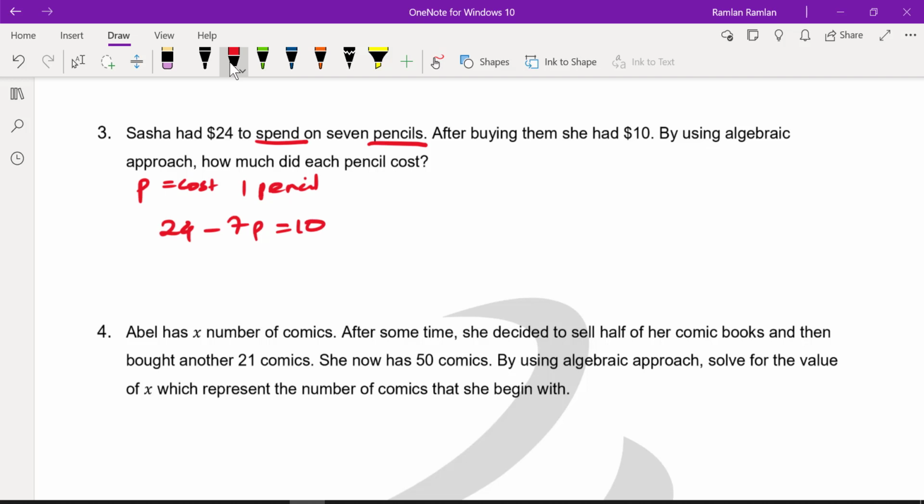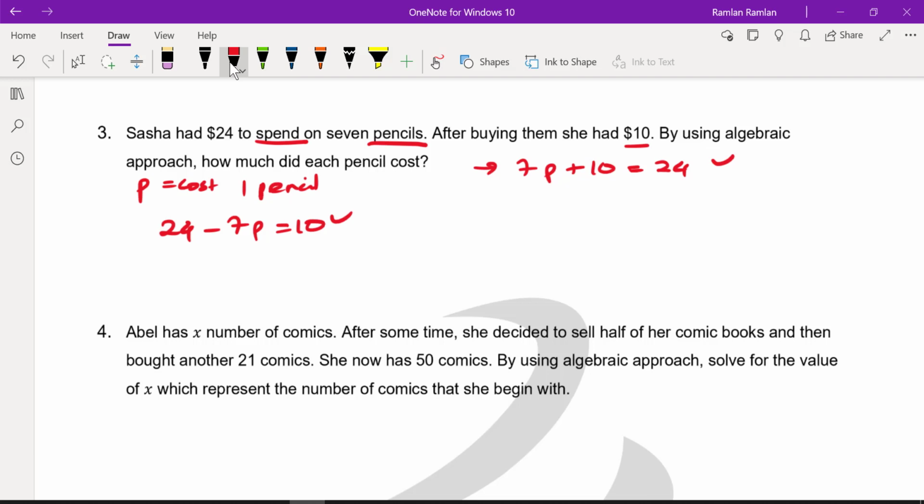So you can actually do it a little bit differently. For example, 7 pencil plus $10 equals 24. It's actually the same exact thing. You can write that, okay, 7 pencil, if I buy the 7 pencil and I add that with the money that's left after buying them, which is the change, that would be equals to 24. This one and this one is actually the same.